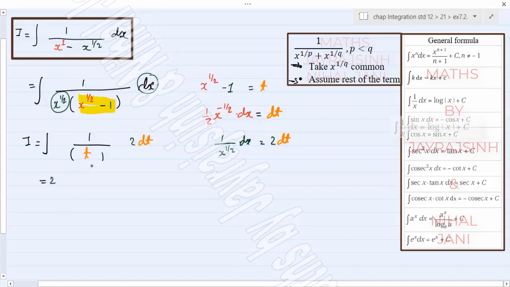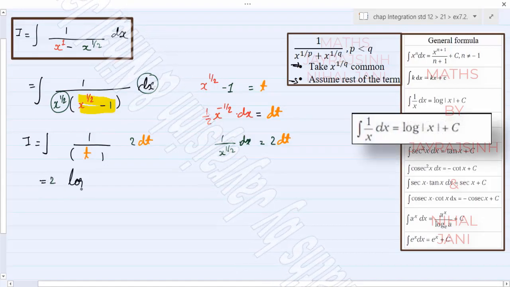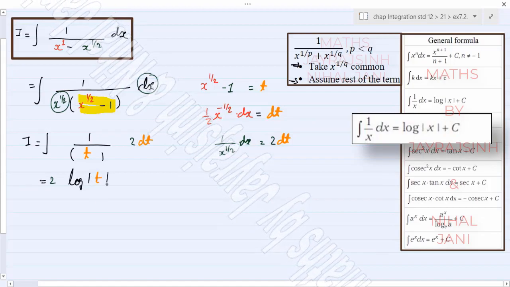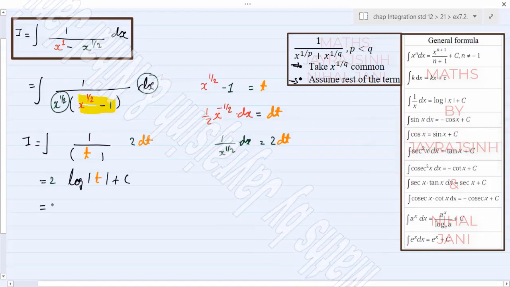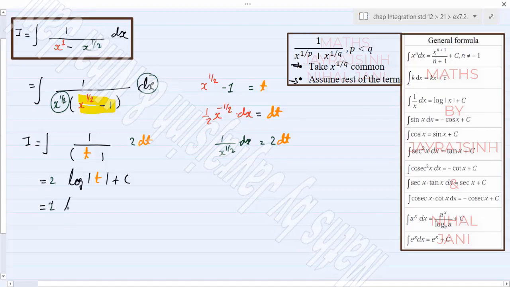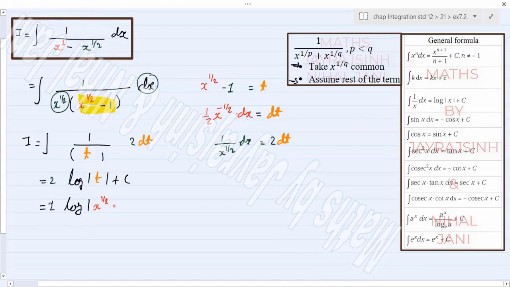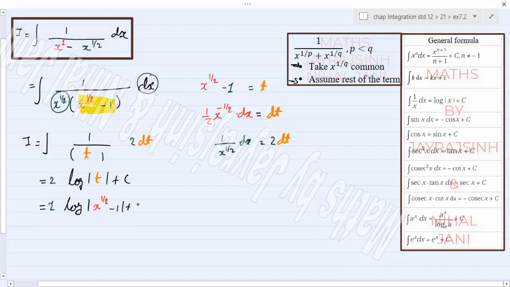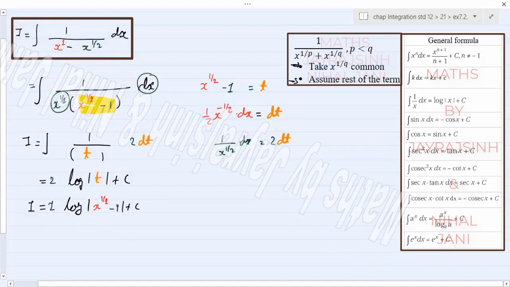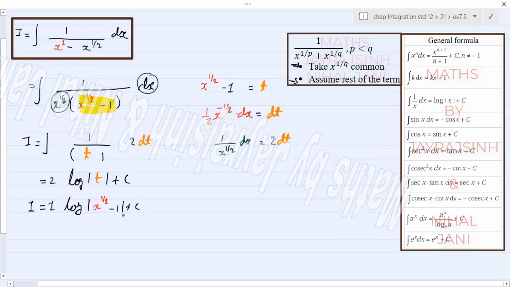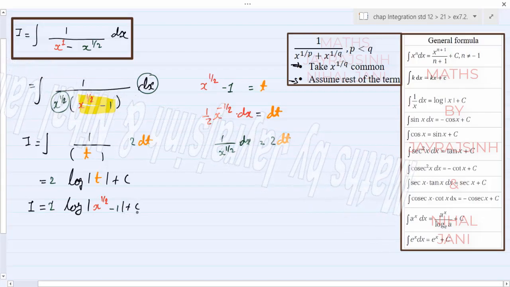So we don't have to worry about this 2. We just have to integrate 1 upon t, which will be log mod t plus c. And to get the final answer, we just have to substitute the value of t, which is x raised to 1 by 2 minus 1, plus c. So 2 log mod (x raised to 1 by 2 minus 1) plus c is your final answer.